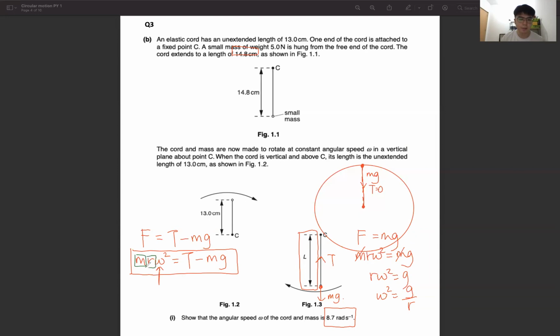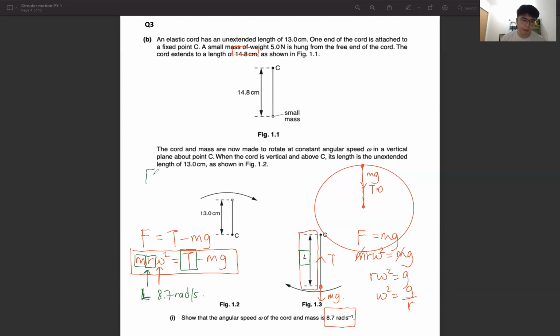Radius. At this position, what is the radius? The radius is L, an unknown, so you put L inside, and this is what we want to find. And this omega is given, right? We use the answer from A, which is 8.7 radian per second. So from here, where do we get the tension? The tension is the force pulling the string, pulling the cord. So how do we get it?